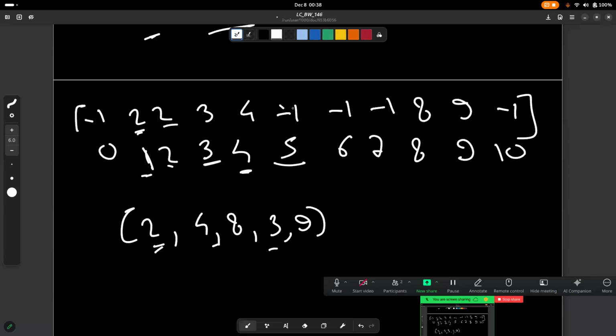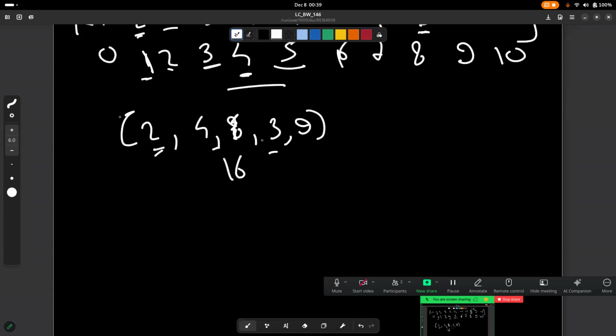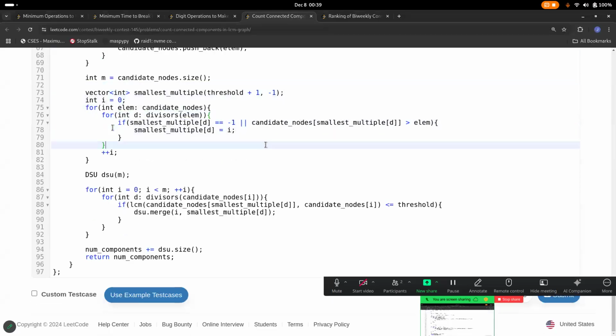For 5, we don't have a multiple, so we have -1. For 6, we don't have a multiple, so -1. 7, we don't have a multiple, so we have -1. For 8, 8 is the smallest multiple in this array that's present. If instead of 8 we had 16, then this won't be 8, rather this would be 16 over here. And so on and so forth. Basically this array says that for x, what is the smallest multiple present in this array that is a multiple of x. Okay. Basically, this would be your division calculation of your smallest multiple.